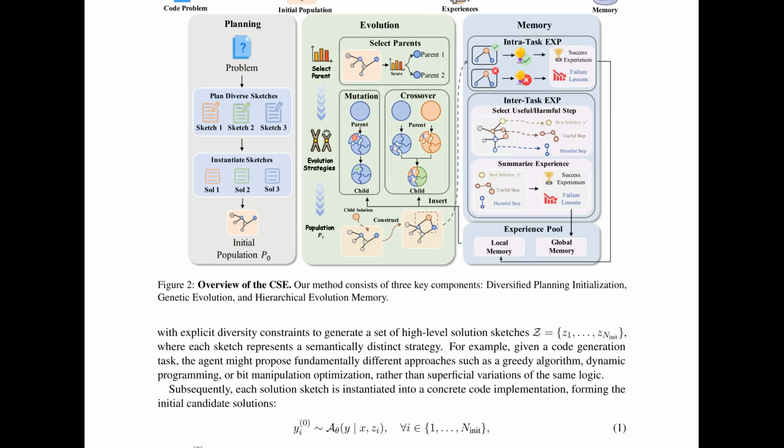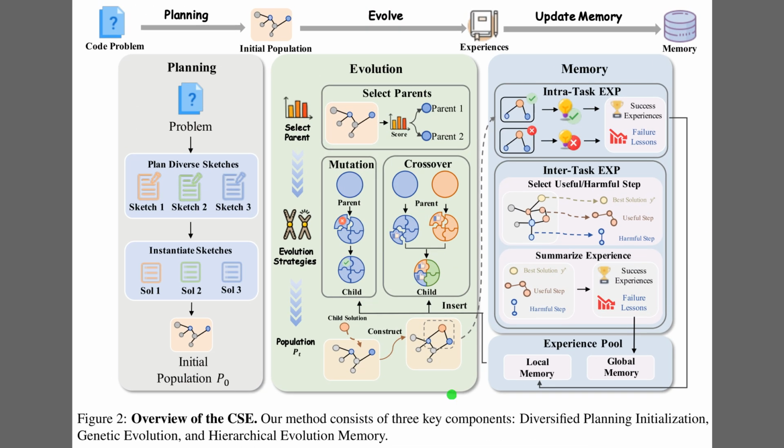Well, Figure 2 breaks down the architecture into 3 main columns, showing how the system executes this controlled search. On the left, the planning module starts by drafting diverse high-level sketches, like comparing a greedy strategy against dynamic programming, before generating the actual code, which ensures the initial population covers different logical approaches.